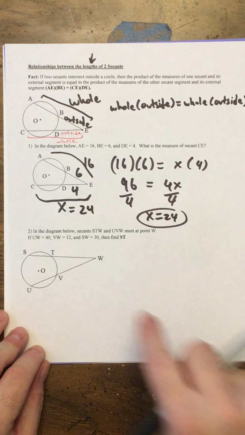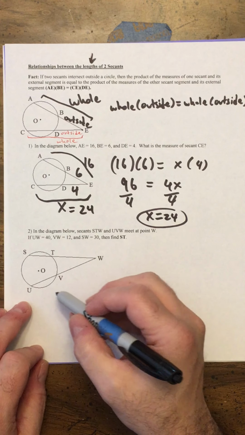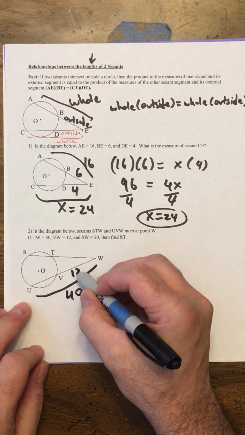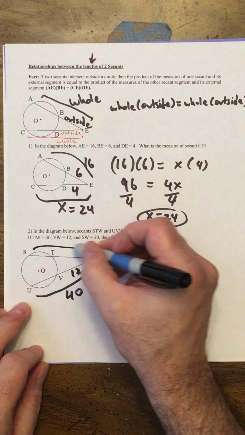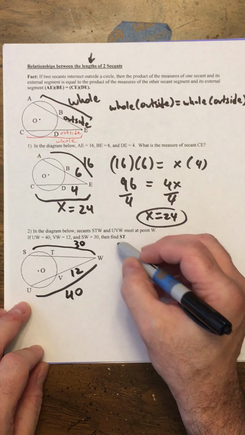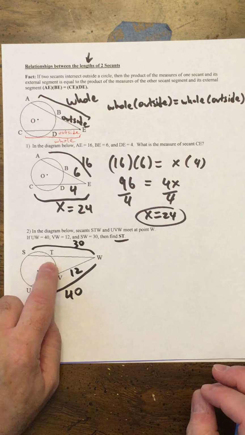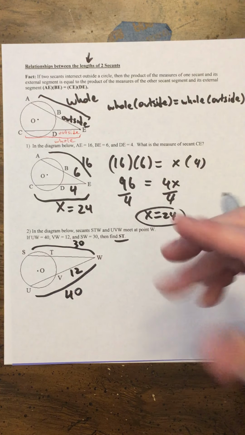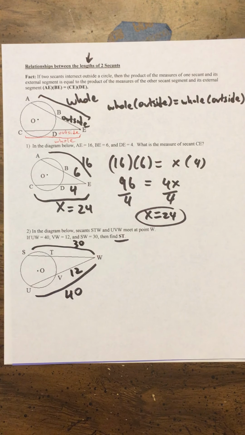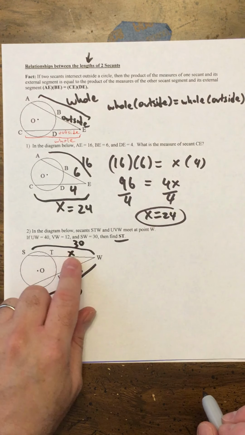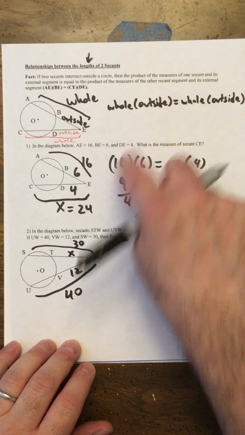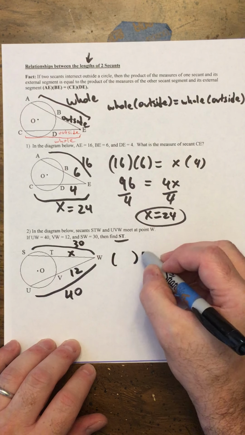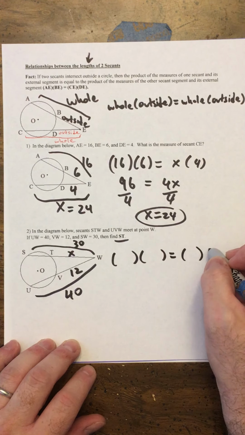All right, let's try another one. Here we have UW is 40, VW is 12, SW is 30, and they want us to find ST. That's interesting. That's an internal part. Well, this formula doesn't allow us to find internal parts, so we're going to have to do it in an indirect way. Let's find the external part, because the formula provides for the ability to find an outside part. Let's use the same formula, whole times outside equals whole times outside.